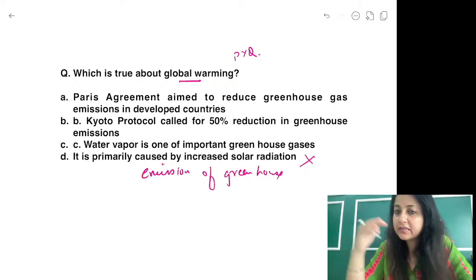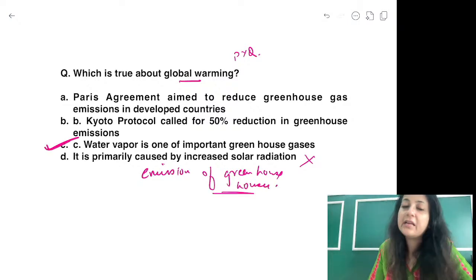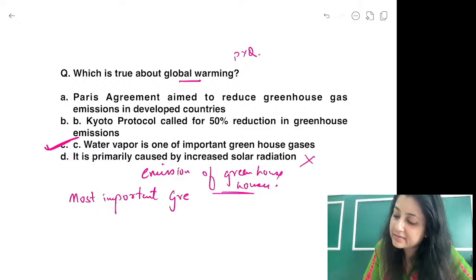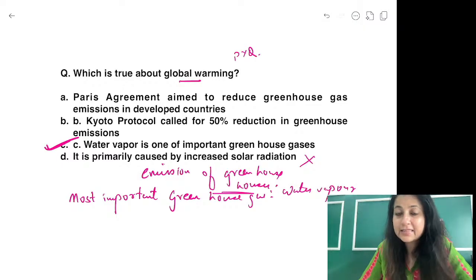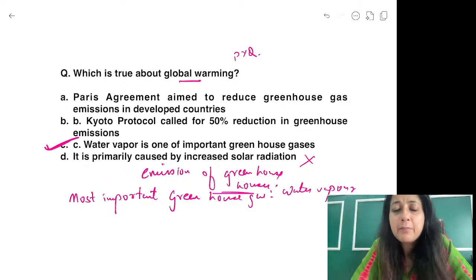These greenhouse gases are clogging the atmosphere, blocking it, and it's leading to depletion of the good ozone. So it's emission of greenhouse gases. Now, among greenhouse gases, the most important greenhouse gas is water vapor. All right, this is your answer. The most important greenhouse gas, guys, is water vapor. What are the other gases? You could have carbon dioxide, you could have methane, all those things, but most important is water vapor.